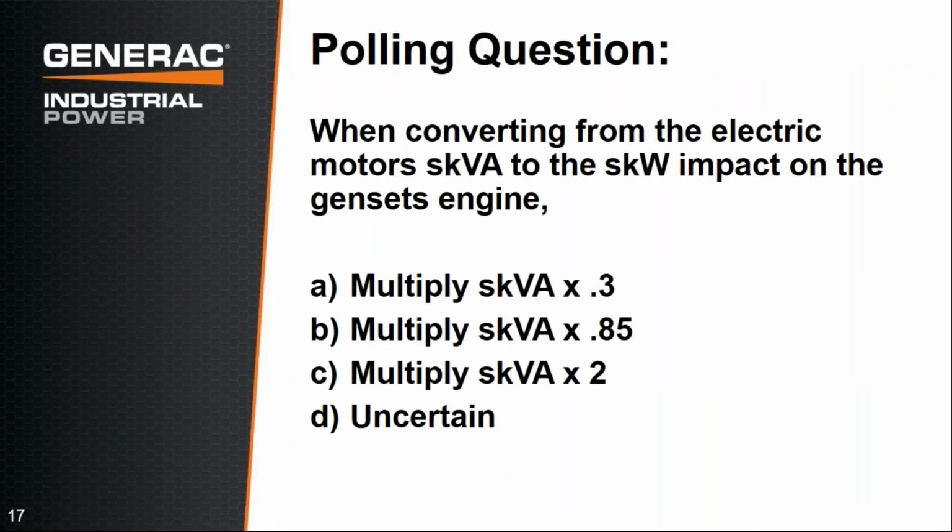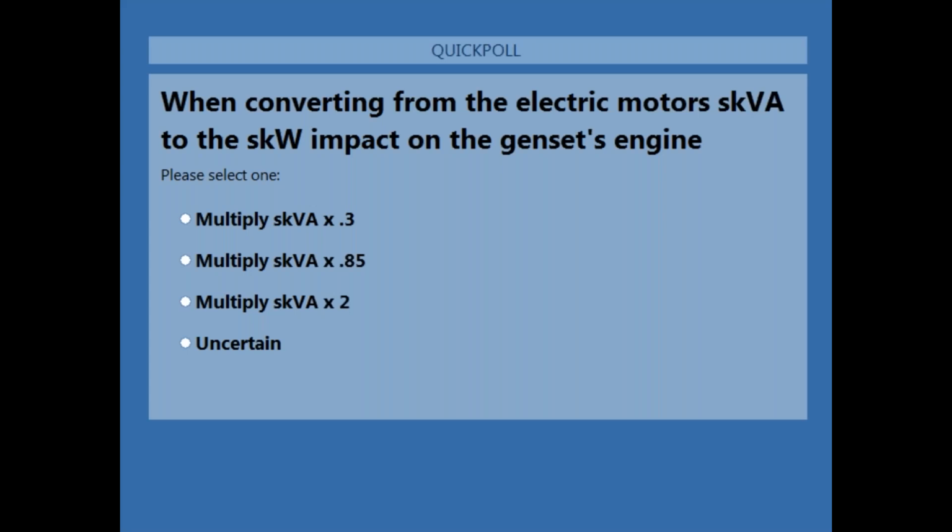Which leads us to our next polling question. Polling question number 2. When converting from the electric motor's SKVA to the SKW impact on the genset's engine, either multiply the SKVA times 0.3, multiply the SKVA times 0.85, multiply the SKVA by 2, or uncertain.